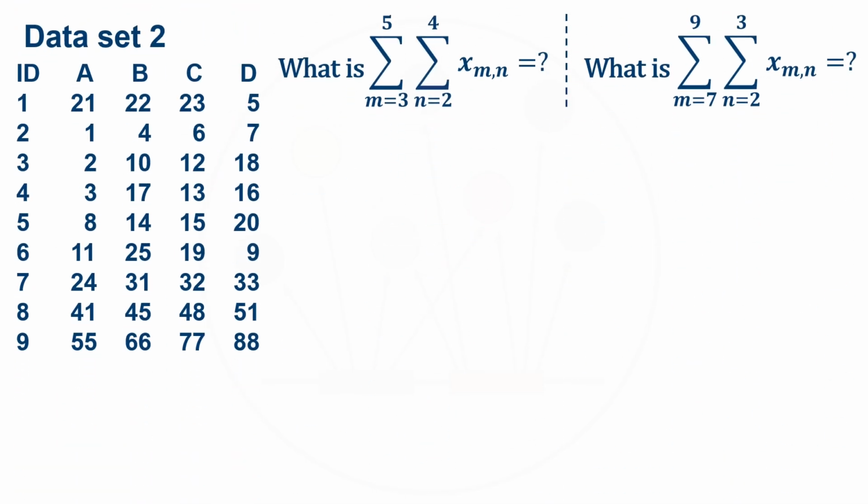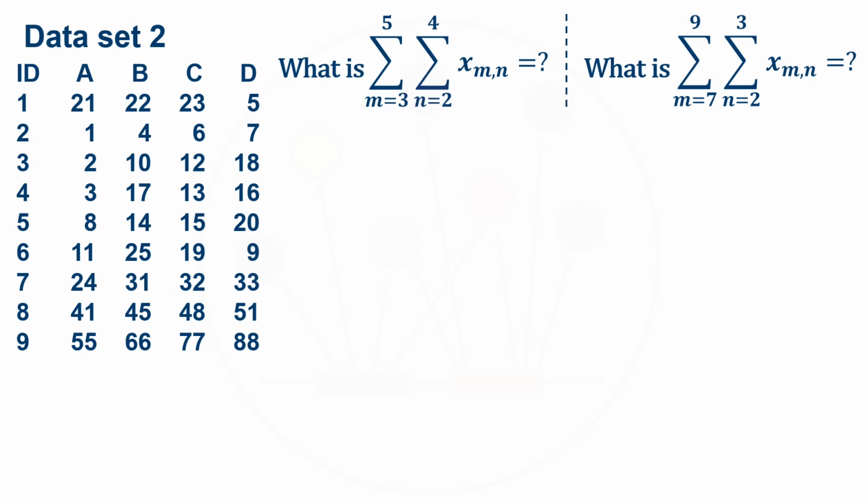Now let's look at 2 double summations. On the left-hand side, we have the summation for m from 3 to 5 and n from 2 to 4 of x m,n. So the rows are changing from 3 to 5 and the columns are changing from 2 to 4.